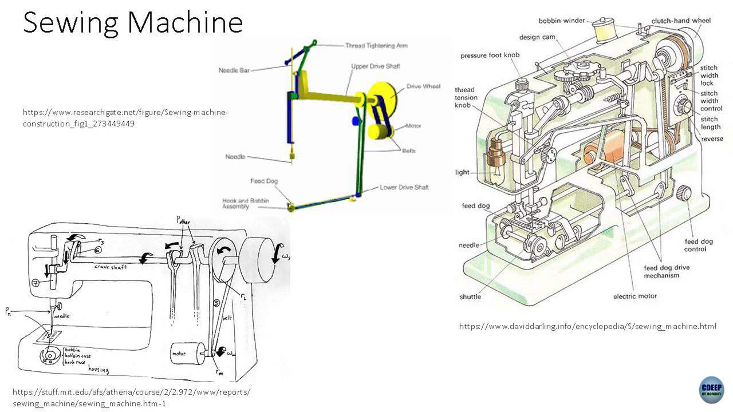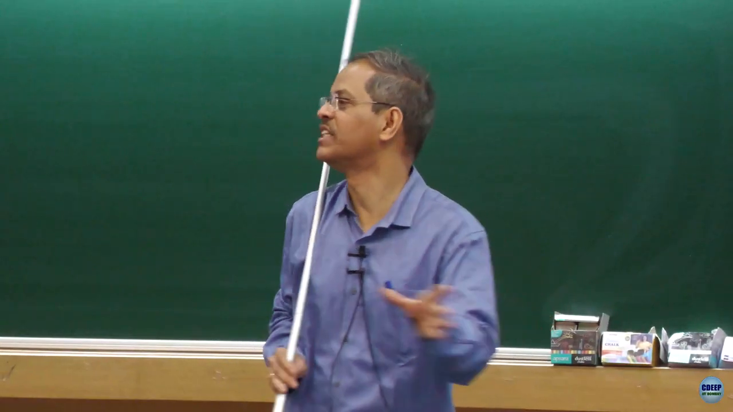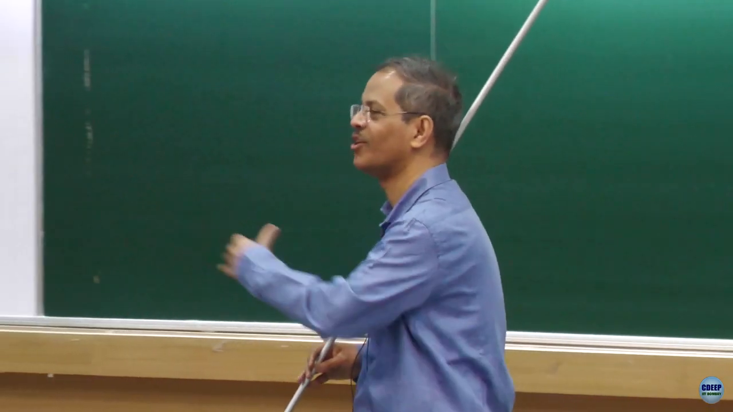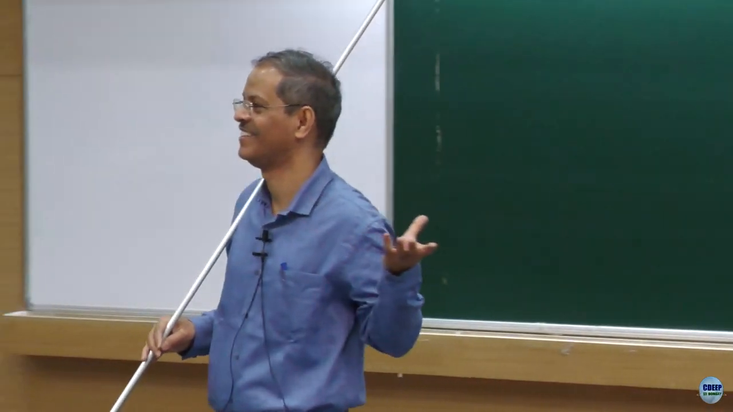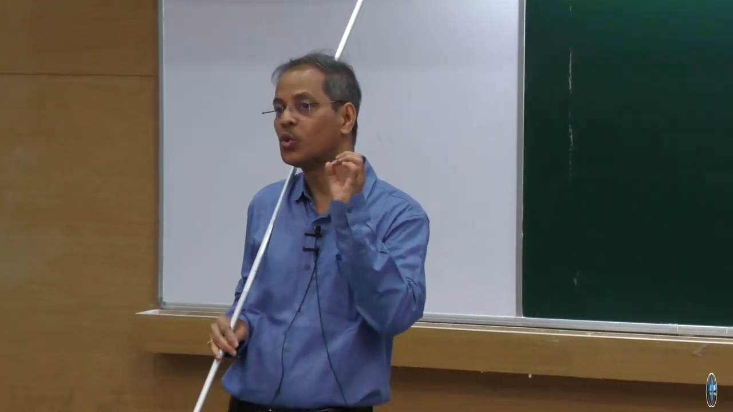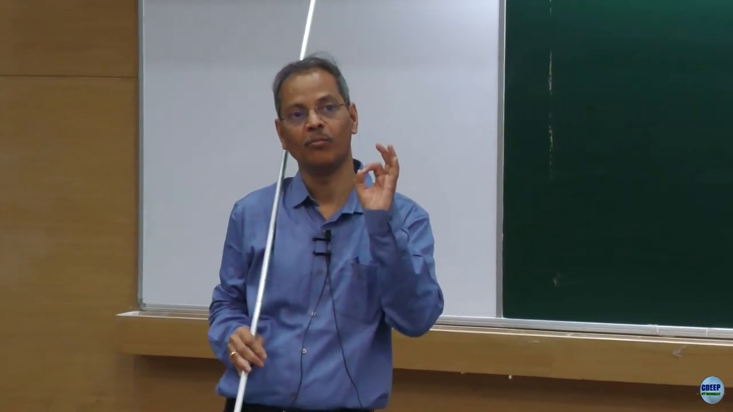In this case, it could be a human pedal, a person sitting on the stool pedaling it. Or it could be an electric motor, or a hydraulic actuator, or a pneumatic actuator. It doesn't matter what the actuator is. It could be just two bulls going round and round in an agricultural field. It doesn't matter what is the source of primary motion.